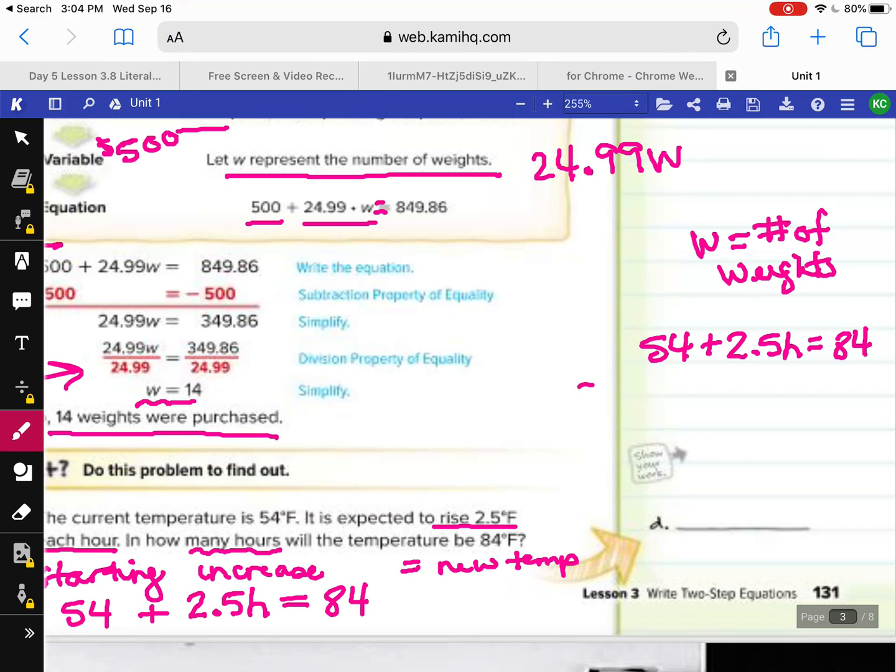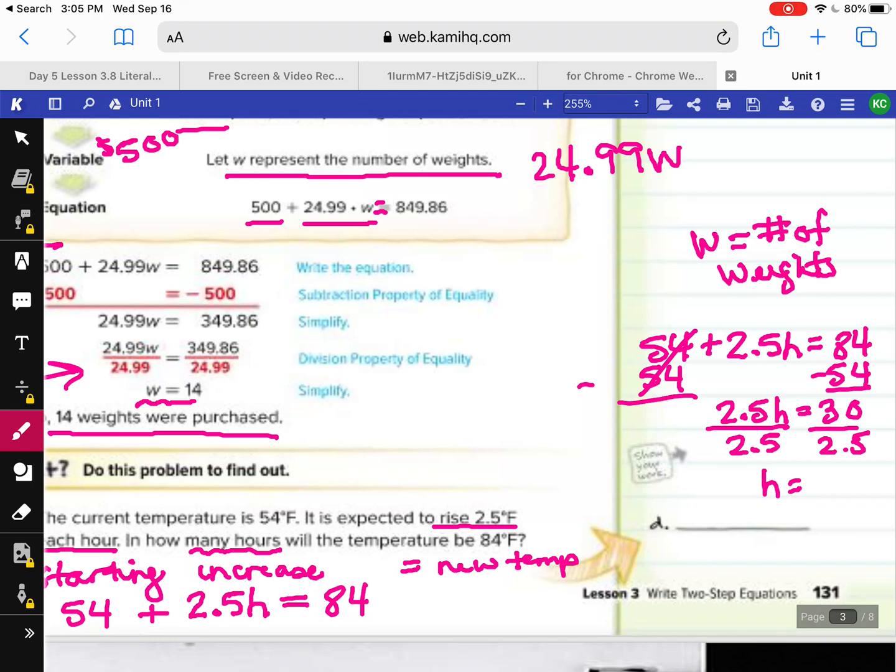I'm going to follow my two-step solving of equations. I'm going to subtract my constant on both sides. 54 minus 54 is 0, leaving me with 2 5/10 hours equals 84 minus 54 is 30. I need to divide 2.5 or 2 5/10 on both sides to figure out how many hours.